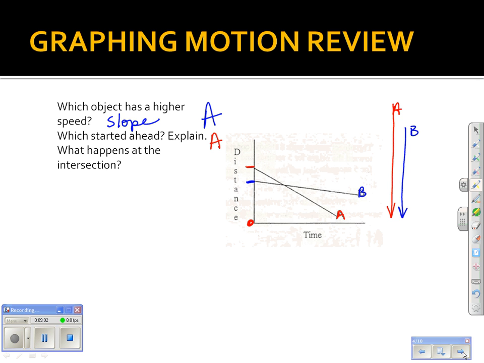Okay. Again, what happens at their intersection? Well, the intersection would be the same speed, because we could take distance divided by time and find out that our speeds are the same. All right.